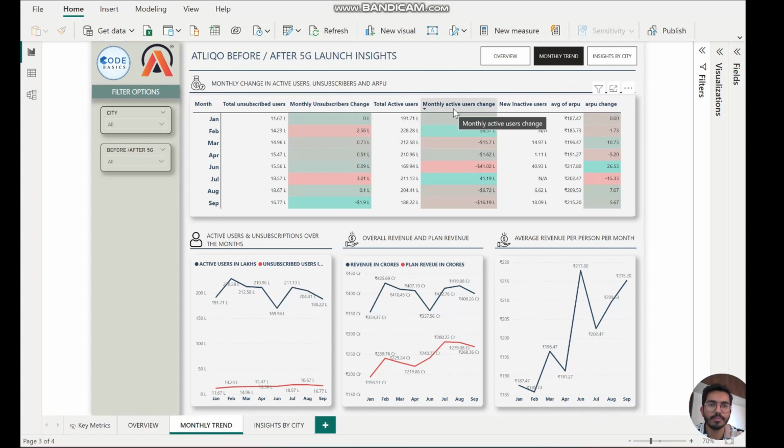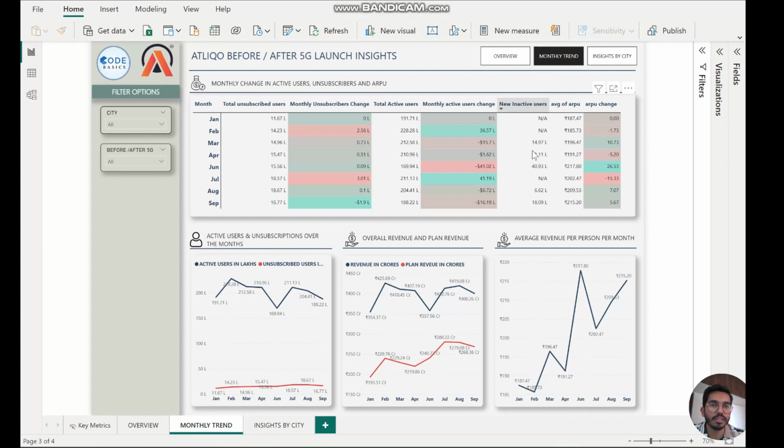And in terms of monthly active users, you can see there was a huge increase in the month of February, and then a huge increase in the month of July in terms of the active users, and the biggest drop was seen in the month of June, and that accounts for the two months after April, May and June.